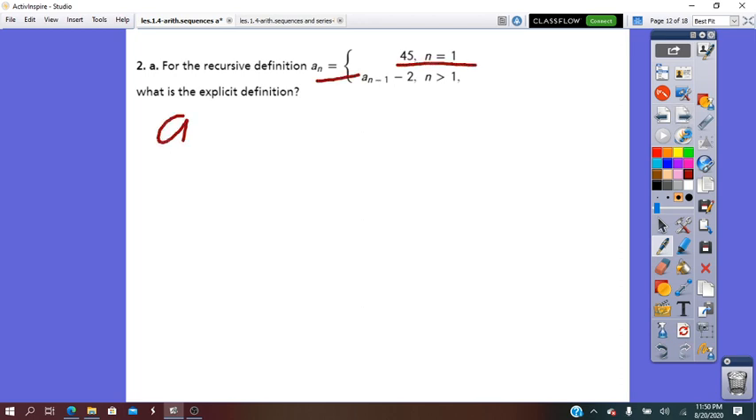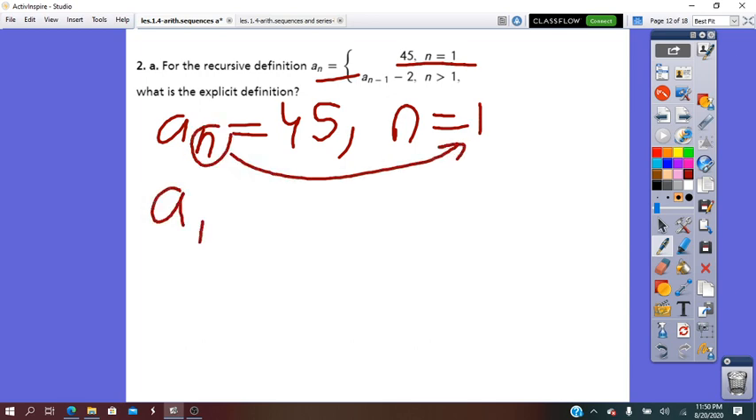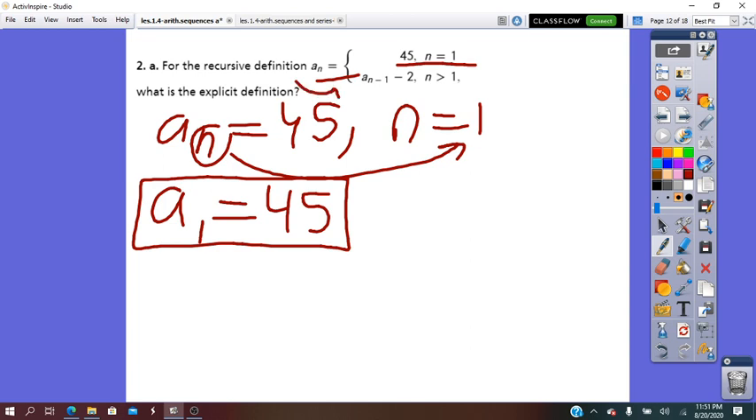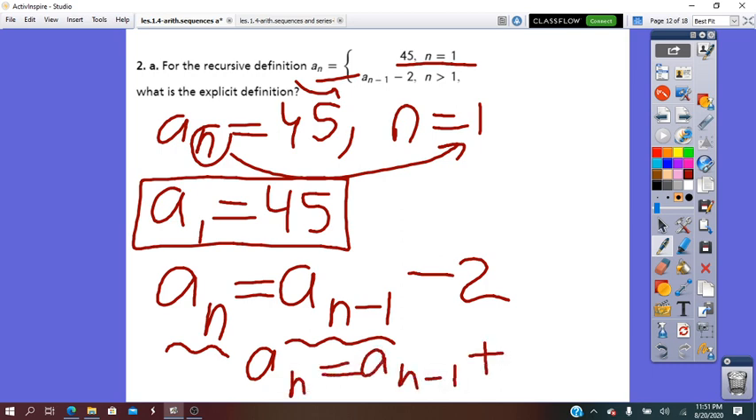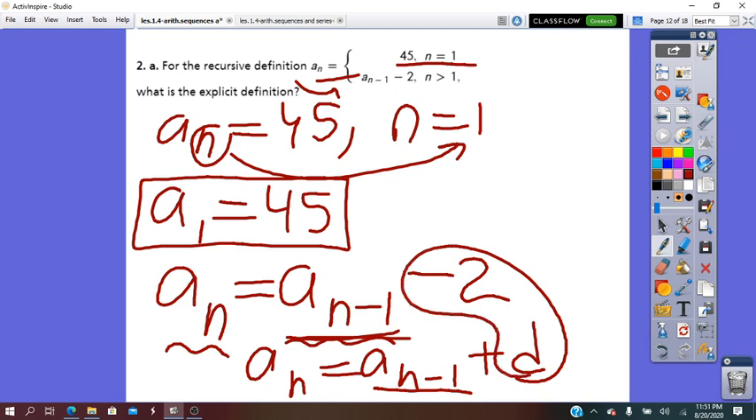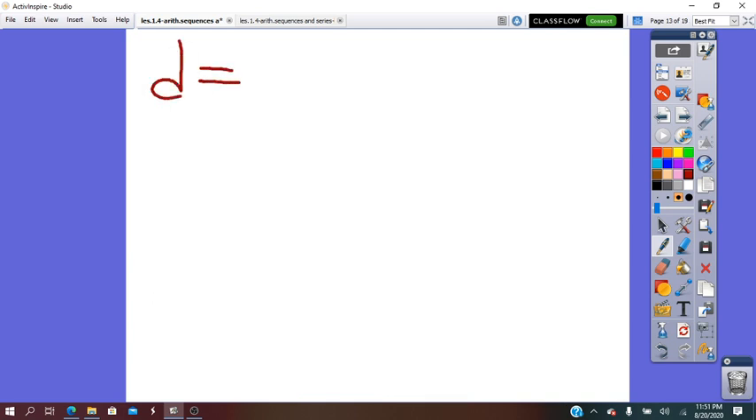From here, an is given as 45 if n equals 1. So this n is 1, then a1 will be equal to 45. So the first term is 45. The rule is given: an equals an minus 1 minus 2. So this is the term before the an, which means, as we said before, an equals an minus 1 plus the common difference. So negative 2 will be the common difference. Then we can write the common difference equals negative 2.